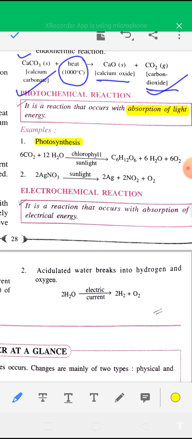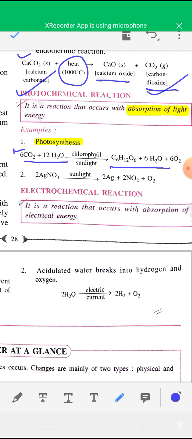In photosynthesis, carbon dioxide combines with water in presence of sunlight, and glucose C6H12O6, water and oxygen gas are produced. The chemical reaction is 6CO2 plus 12H2O gives, with chlorophyll and sunlight above the arrow, C6H12O6, that is glucose, plus 6H2O and 6O2.